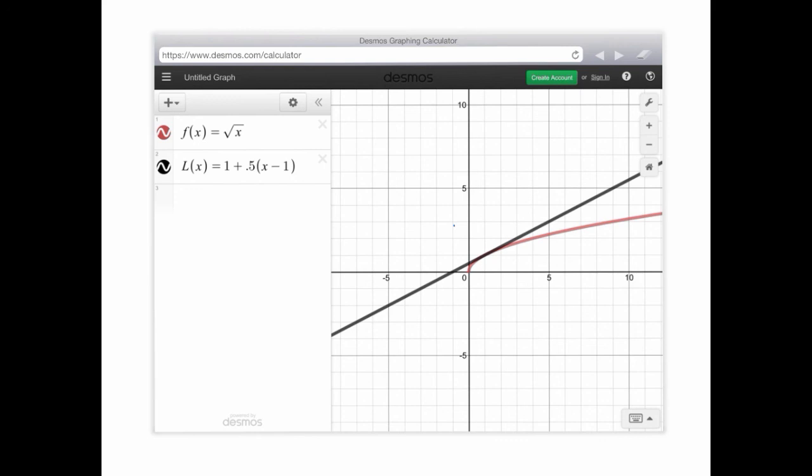So the actual value of the function at 1.1 is 1.0488, and the value of the linearization at 1.1 is 1.05. So very, very close. And clearly the closer you get to 1, the closer these approximations will be.